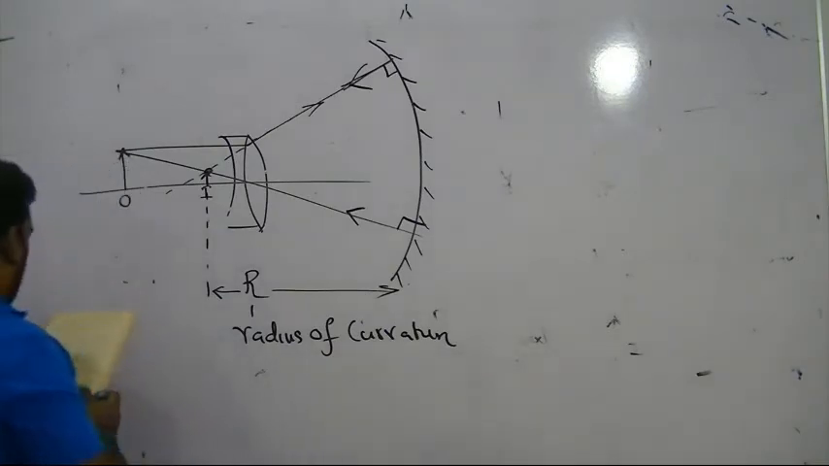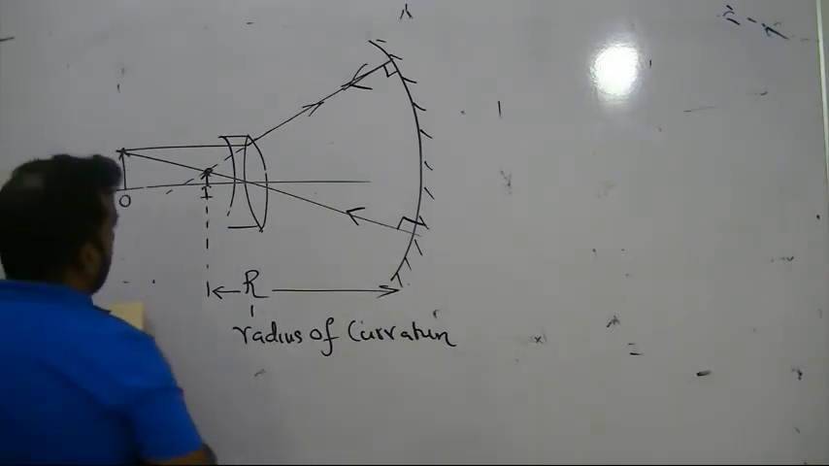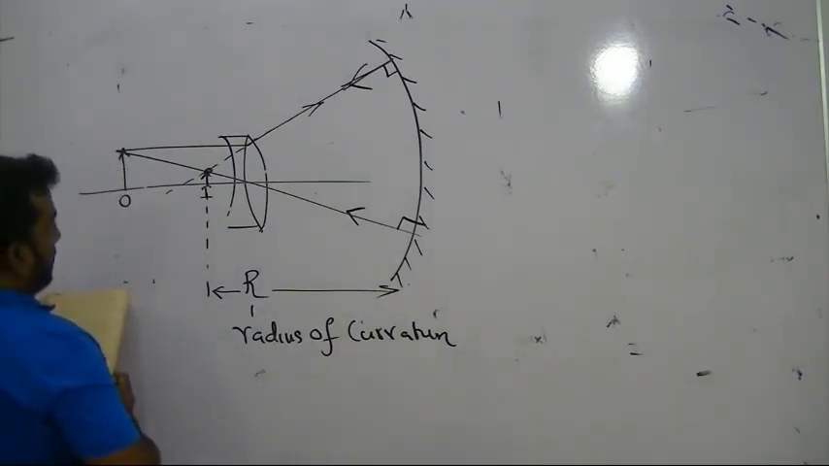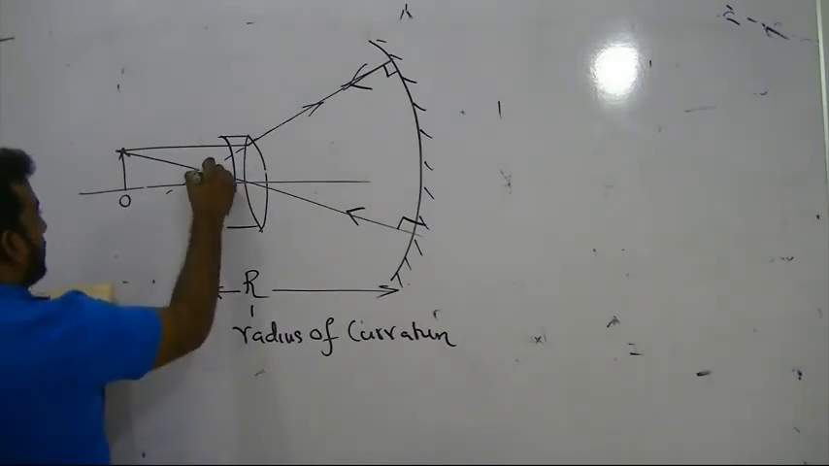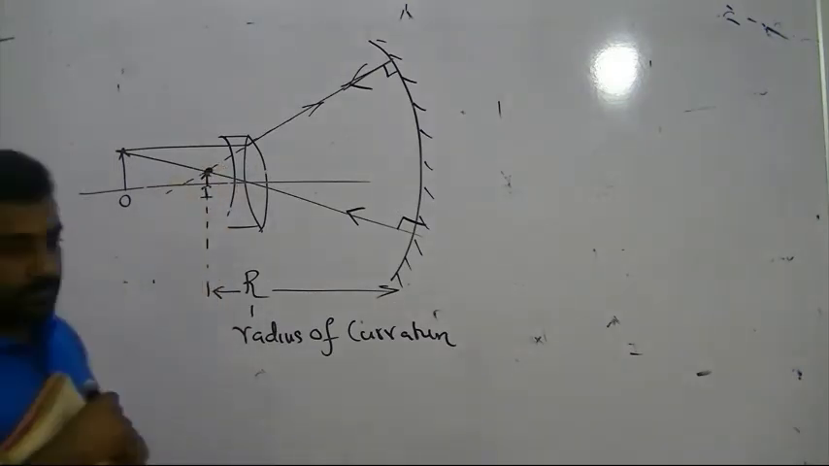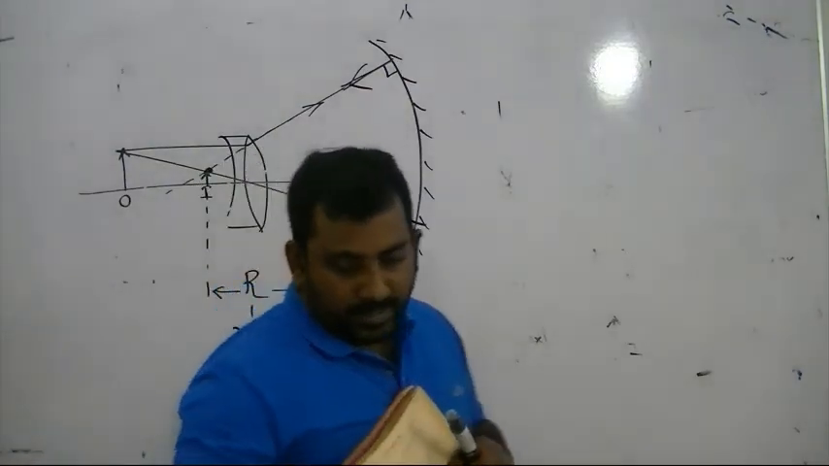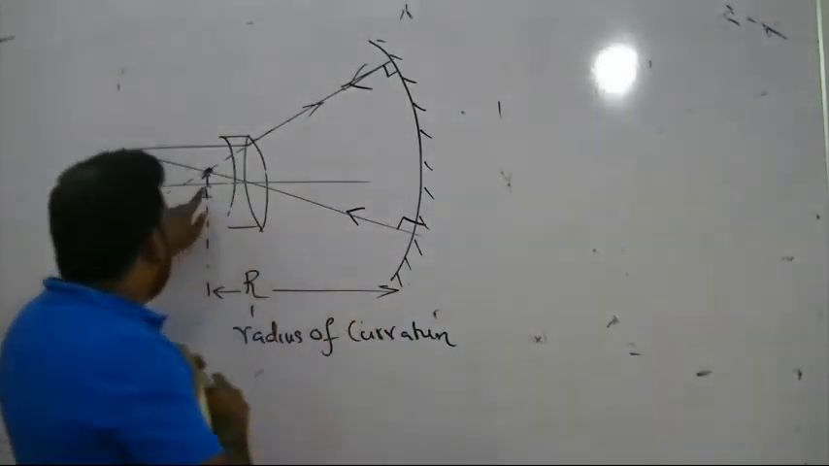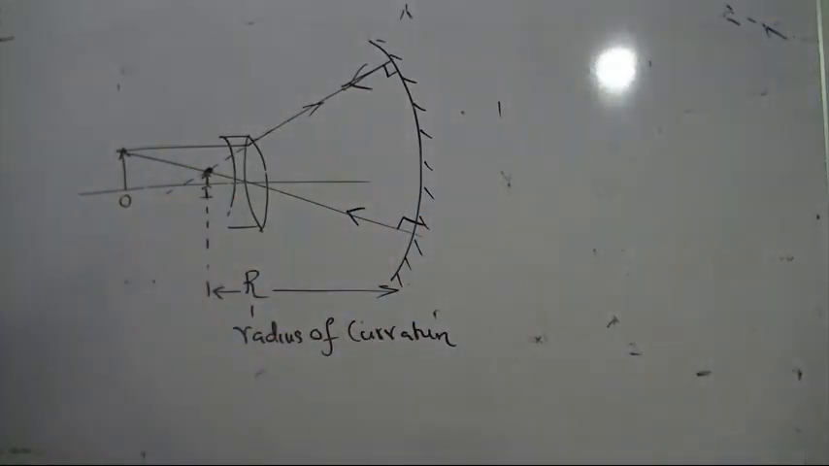Where should the center of curvature of the mirror be situated? Center of curvature should be situated exactly where the virtual image forms. I am marking it. Exactly where the virtual image forms.